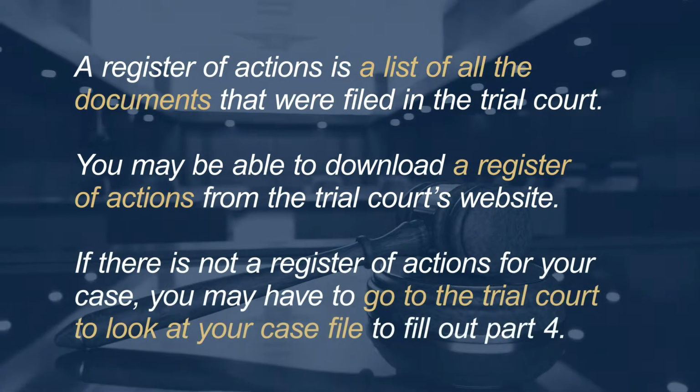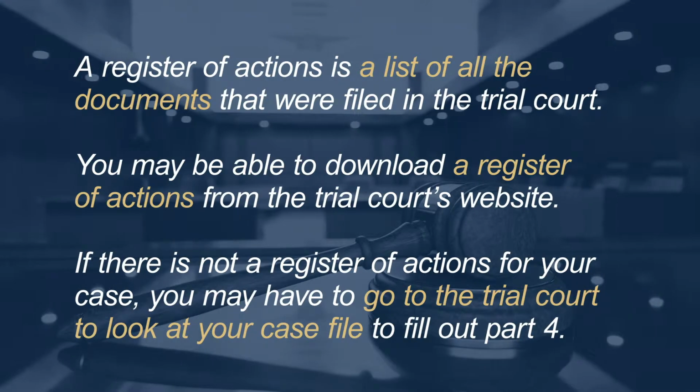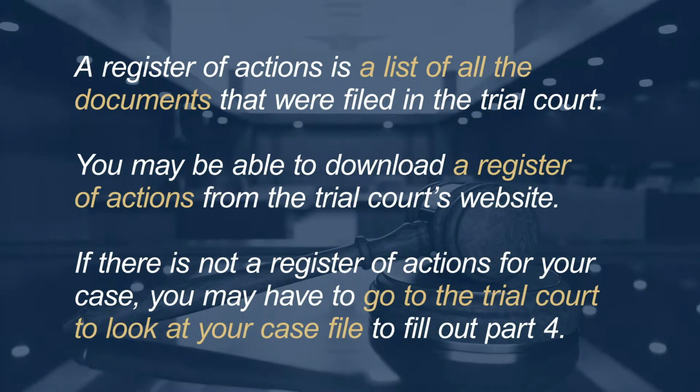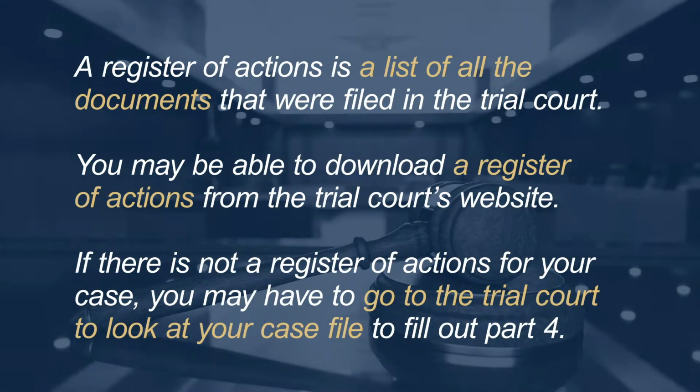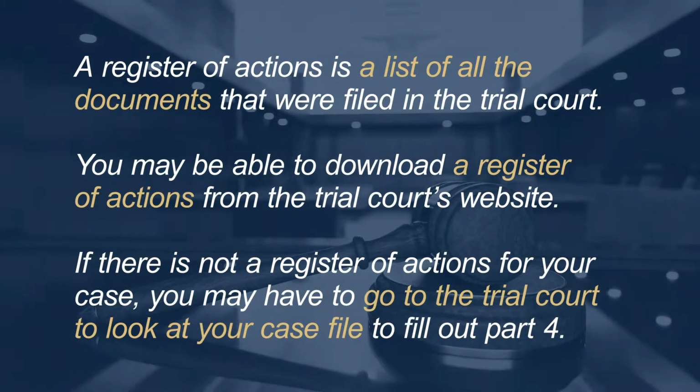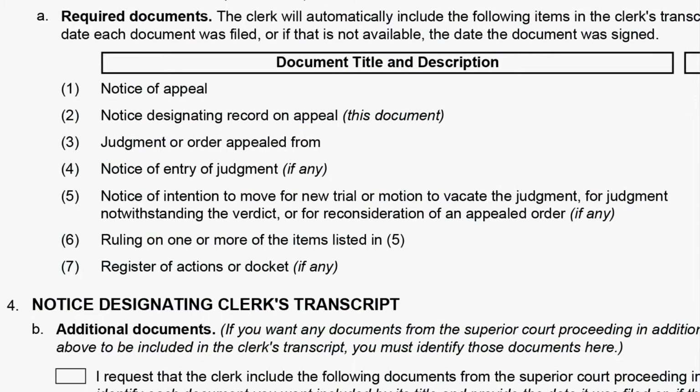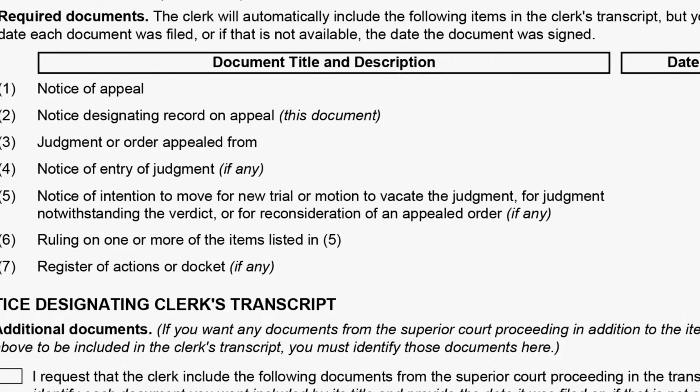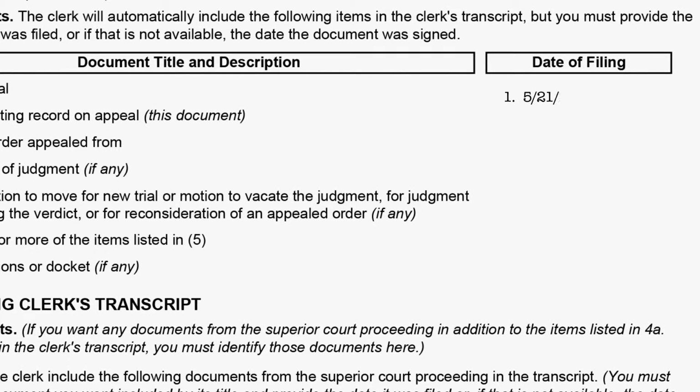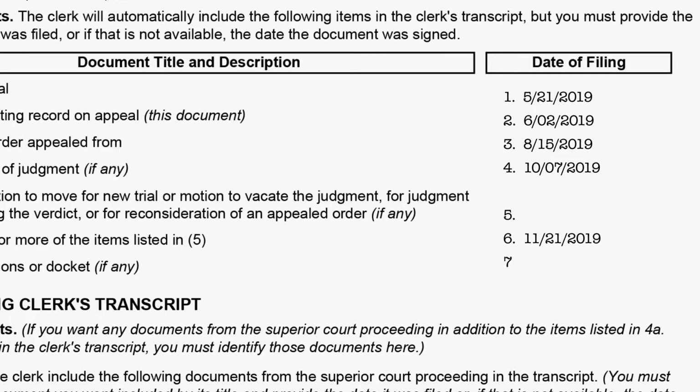If there is not a register of actions for your case, or if your trial court does not have a public download service, you may have to go to the trial court to look at your case file to fill out Part 4. Subpart A lists documents that must be included in a clerk's transcript. Do not cross out any of them. Below Date of Filing, write in the date that the trial court clerk filed each of the documents listed as 1 through 7. Some of these documents may not exist in your case. If they do not exist, just leave that area of the form blank.